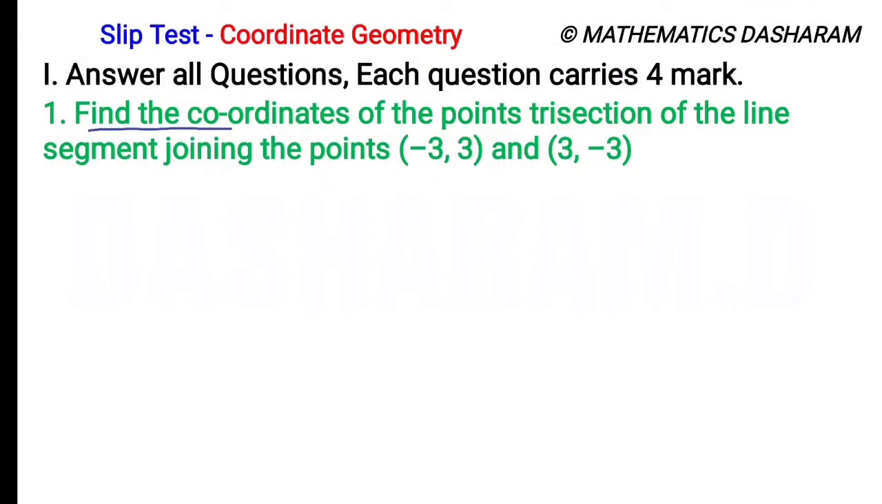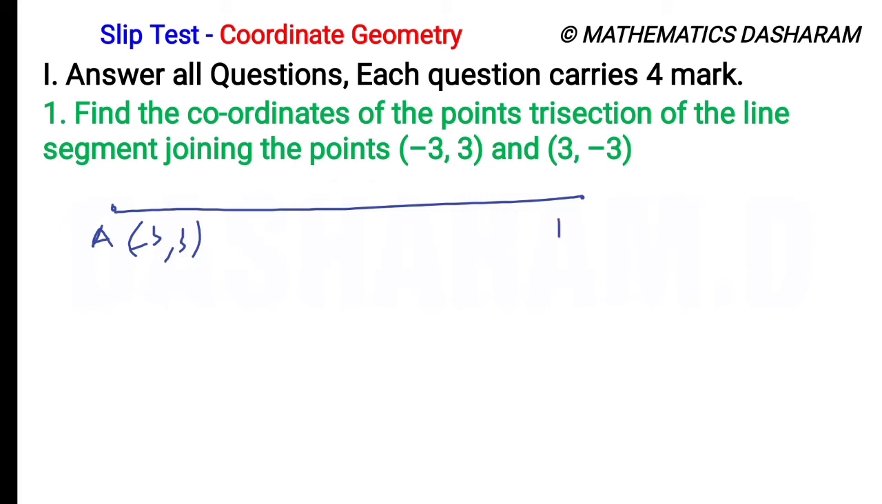First question: find the coordinates of the points of trisection of the line segment joining the points (-3, 3) and (3, -3). First, draw the line segment. Here A is (-3, 3) and here B is (3, -3). Trisection means dividing AB into 3 equal parts, by points P and Q.